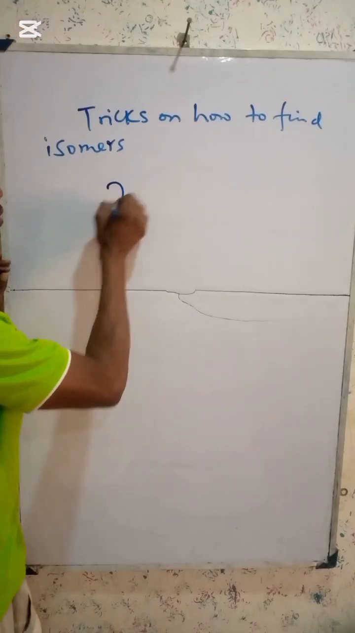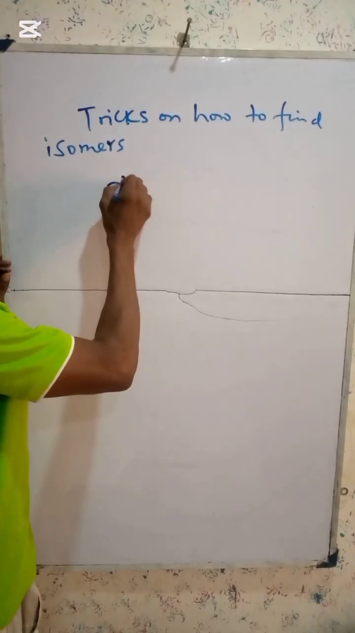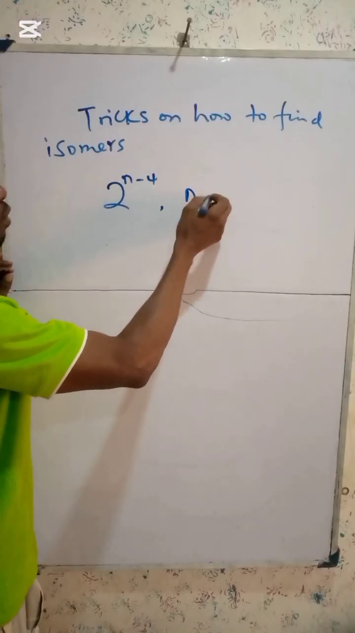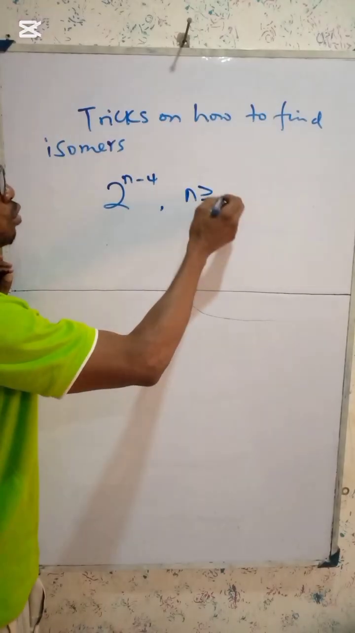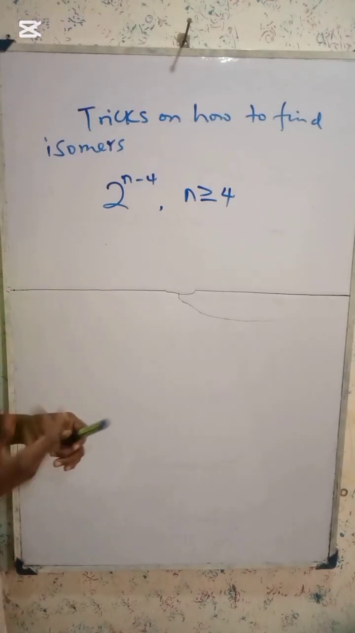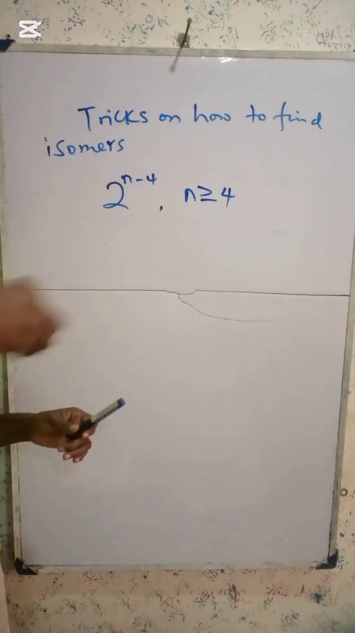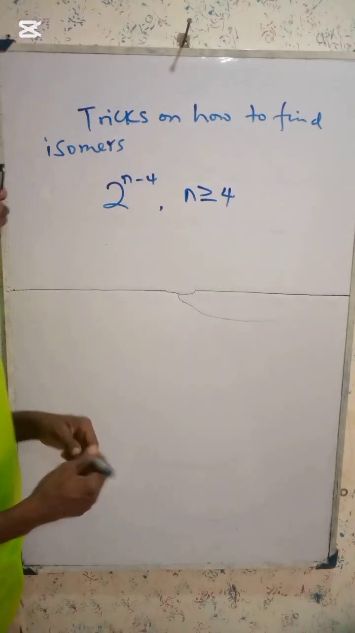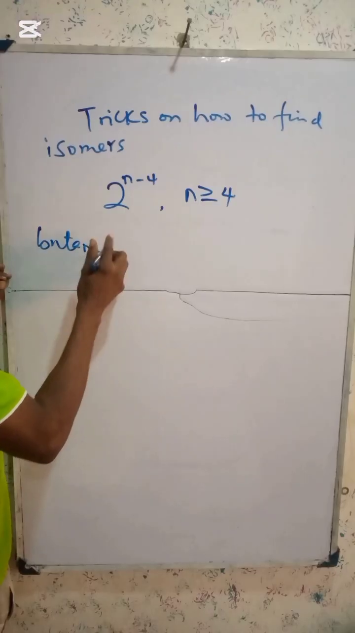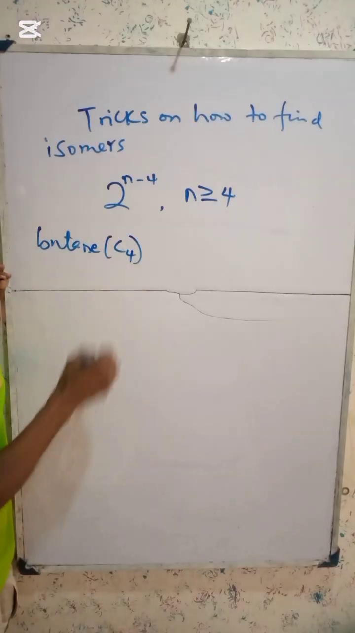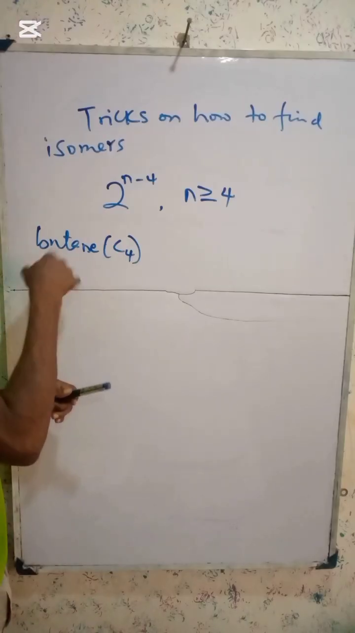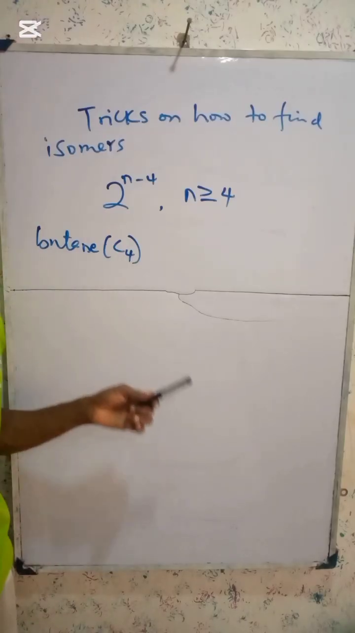Now, if you remember this, 2 raised to power n minus 4, usually the value of n should be greater than or equal to 4 here. With this, you'll be able to know the number of isomers and the original organic compound. For example, if you have butane, butane has 4 carbons. Now, how do you know the number of isomers here? What is isomers, by the way?